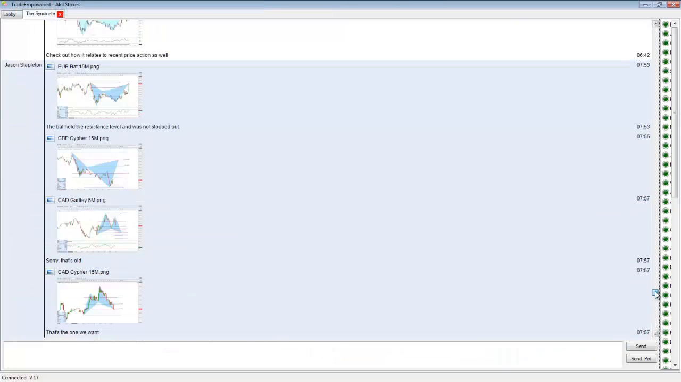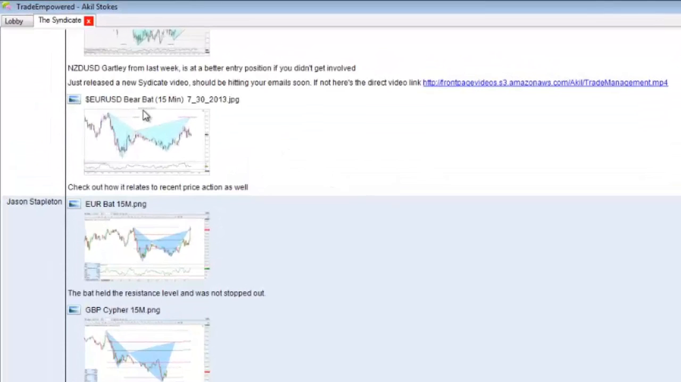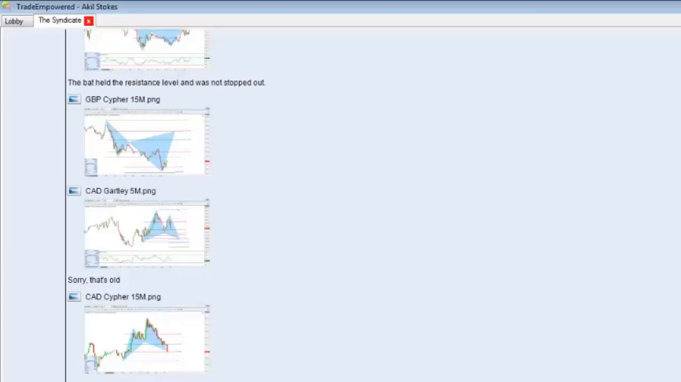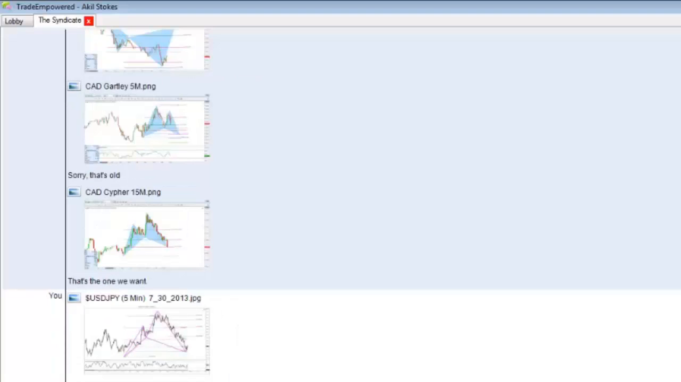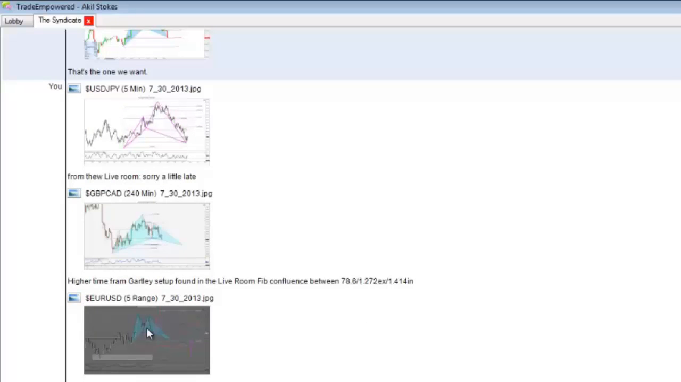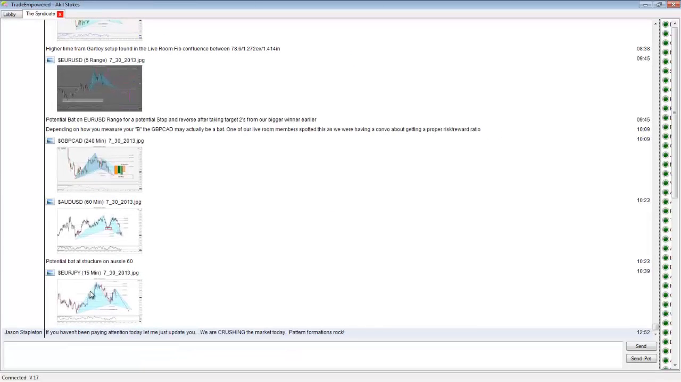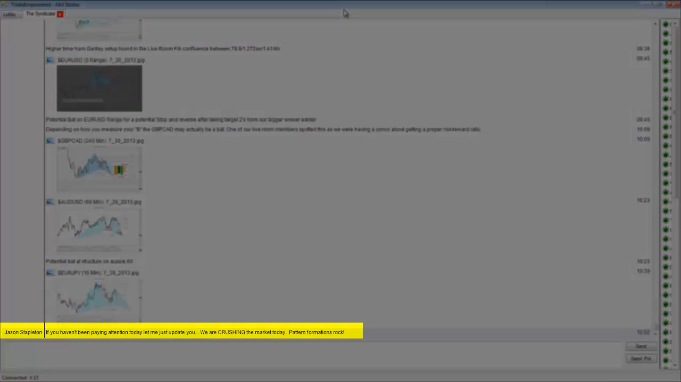Now, if I could scroll back down, when did today start? Here's what we started today. You can see the syndicate video I put up yesterday, but today we shot through a few ideas. There was the euro dollar bearish bat. Jason posted the same thing a little later. There was a pound dollar cipher, which ended up not getting completed. There was, I think the CAD Gartley was a mistake. There was a dollar CAD cipher. There was a dollar yen cipher. There was a pound CAD Gartley or bat pattern on the higher time frame. There was a bat pattern on the euro dollar range bar charts, and then there's a potential bat on Aussie dollar as well as a potential bat sitting on euro yen. And that's all that came through so far today, and it's about 2 o'clock Eastern time.